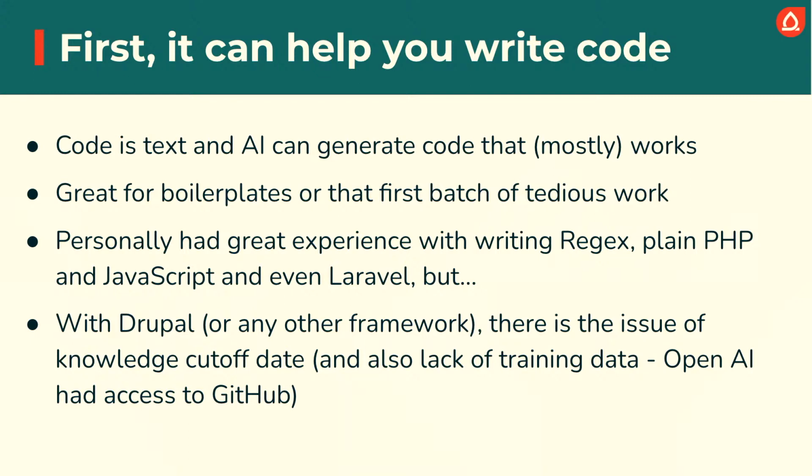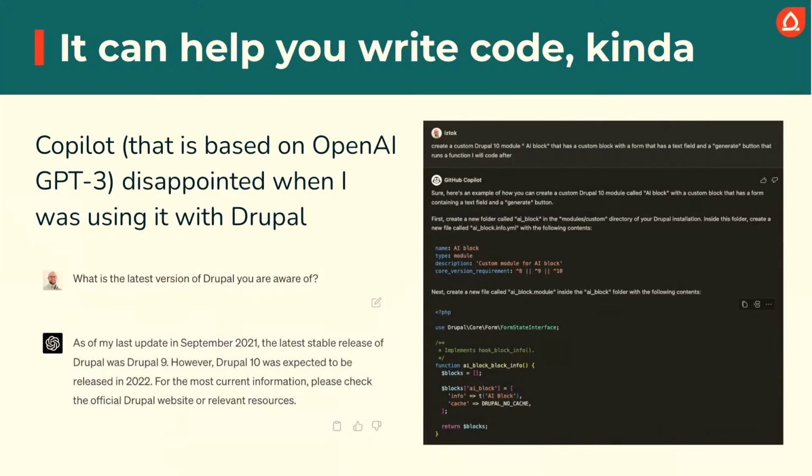But with Drupal, I was really disappointed, also with Copilot, for example, which is a product of GitHub, which uses OpenAI. I guess ChatGPT 4 was a bit better in terms of responding with the right code for Drupal, but more or less I'm not confident anymore to accept what Copilot gives me back for Drupal.